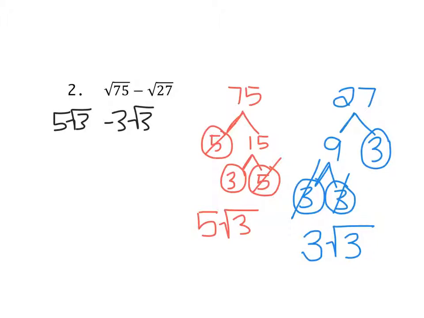So it's just like having like terms. What is 5 minus 3? We'll only subtract the numbers in front of the radicals, and it's 2. So we'll get 2, and we leave the square root of 3 alone. So this is our answer.